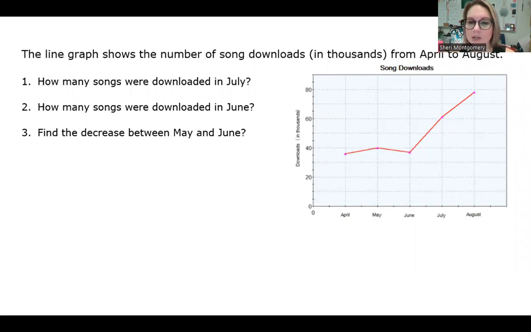So question one, how many songs were downloaded in July? Okay, who said that? Okay, I couldn't tell you were yawning. Yeah, so for July, we go over to July and then we go up and it looks like it goes over to 60 and it's in thousands. So it's 60,000. So how many songs were downloaded in June?